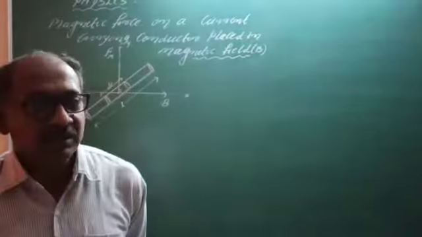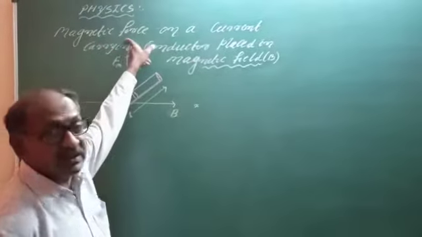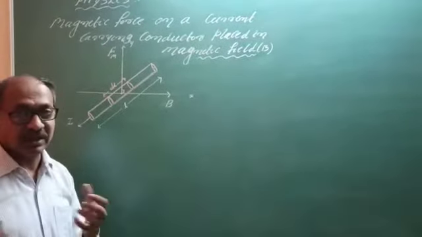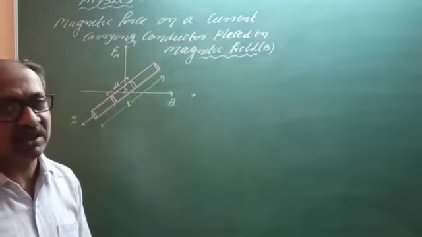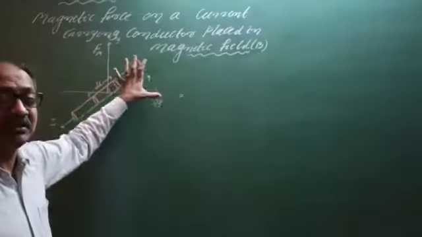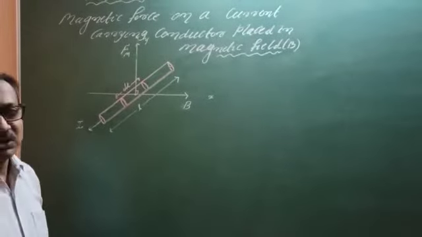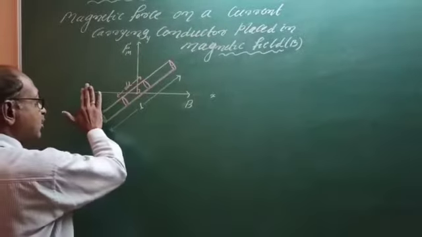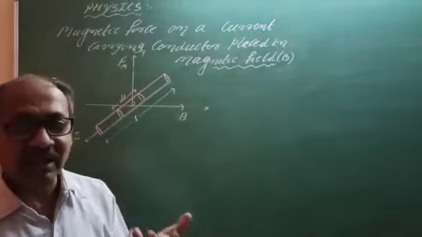Today we are going to study the magnetic force, F, on a straight conductor carrying a current, which is kept in a magnetic field. This particular magnetic field is a uniform magnetic field. So a conductor is placed in a uniform magnetic field, and then how much force is acting on it.